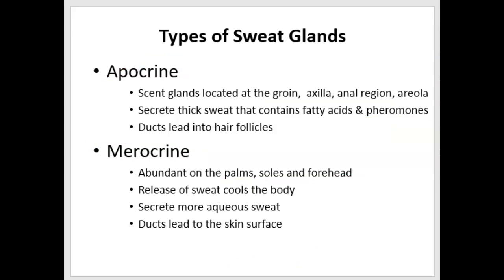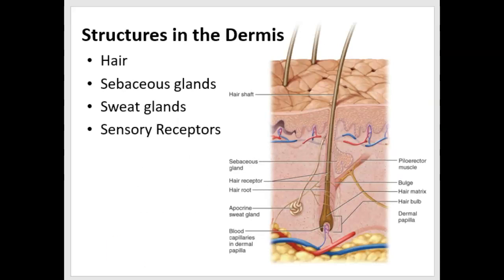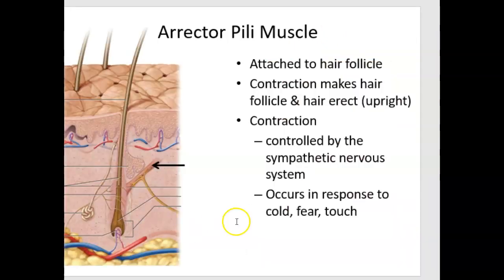Okay, so I'm going to go back up to our list of structures. We've talked about hair to a very minor extent, and that's okay. And we've talked about sebaceous glands and two types of sweat glands. And now we want to talk about this whole sensory idea of the skin. So first I'm going to show you a structure related to a hair follicle, and it's a muscle called the Erector Pili muscle. So the Erector Pili muscle is shown on this picture with a black arrow.